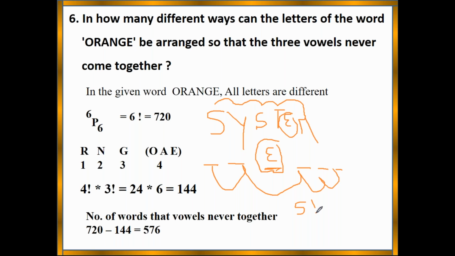5 factorial by S repeated 2 times, nothing but 5 factorial by 2 factorial. What is the answer? 60. The concept is same. Read the problem properly, ma. Next one.